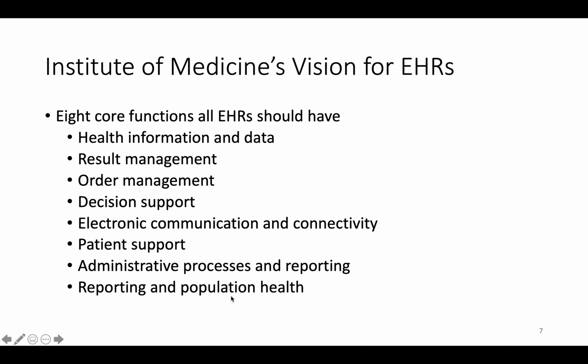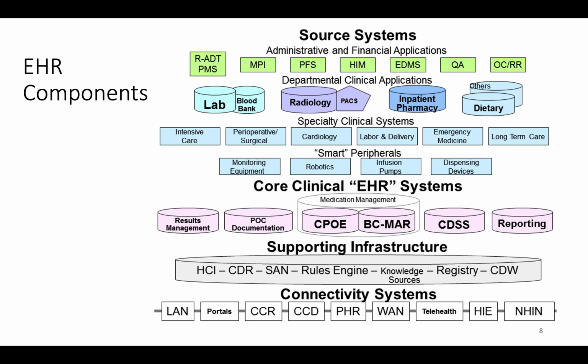Lastly, reporting and population health. On an aggregated level, EHR should have population health data available for analysis and interpretation. According to the Institute of Medicine, these 8 functions are the main functions of EHR. Of course, these functions are not limited to this list. You may think of more than these 8 functions.